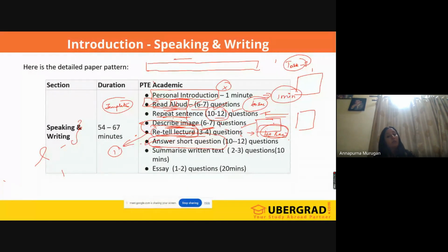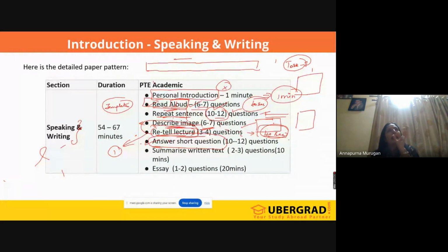Now the next thing is summarize written text. That means you will get a reading passage, a complete lengthy reading passage. You need to read that passage and present the summary. If you see, it is an easy question. This comes under writing. Why? Because summarizing is there. One passage is there, you need to read it and present.